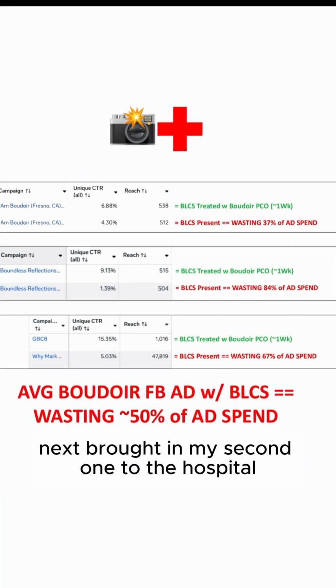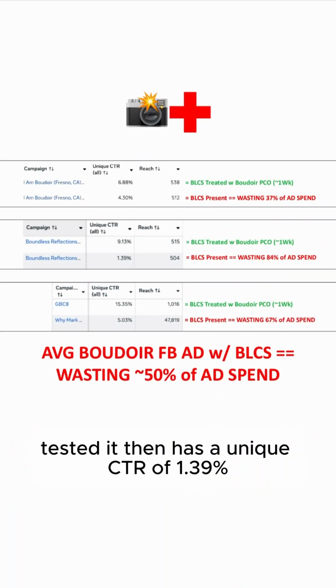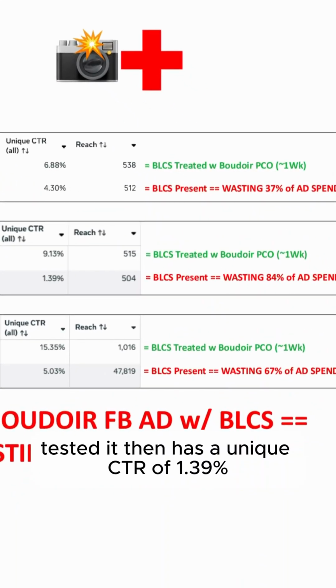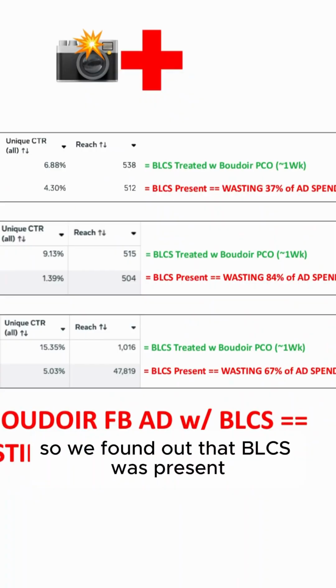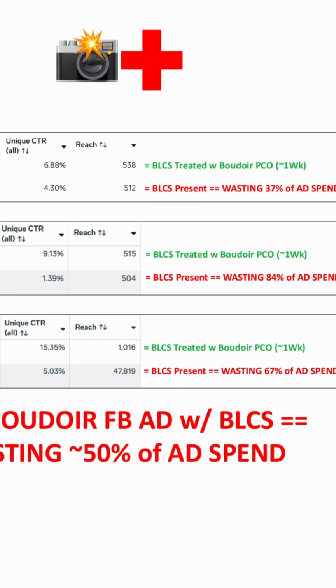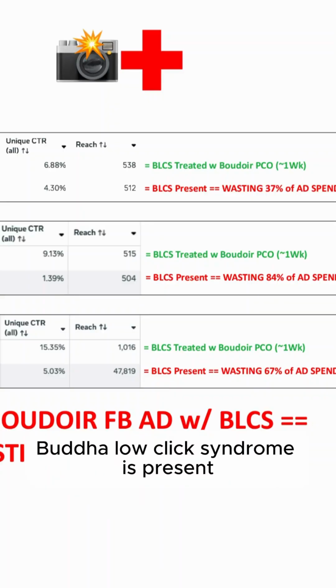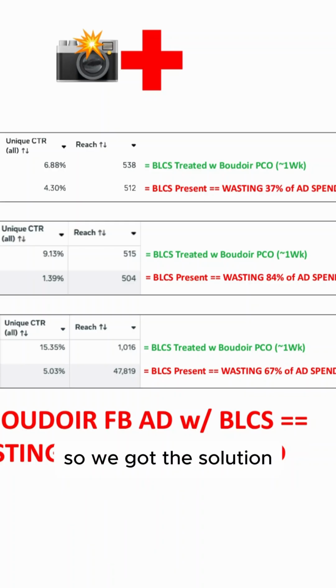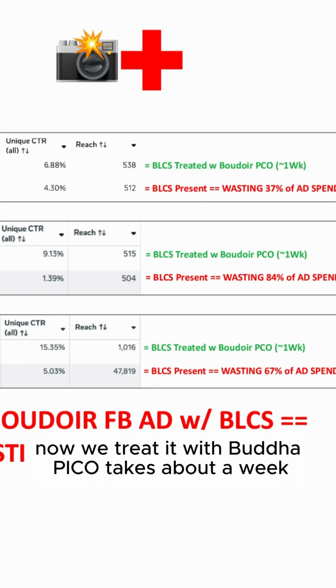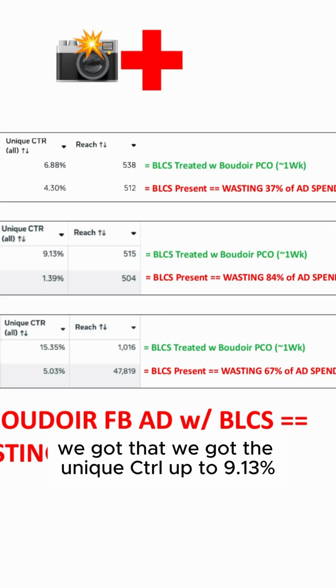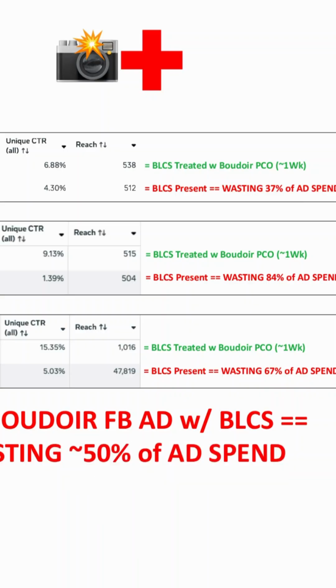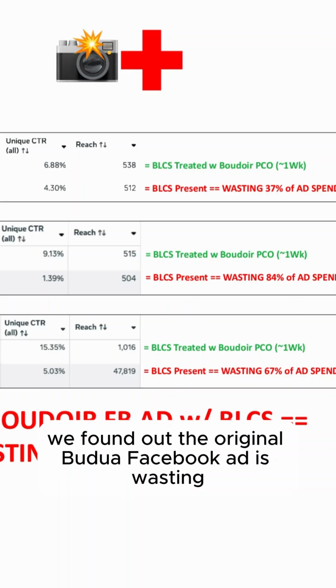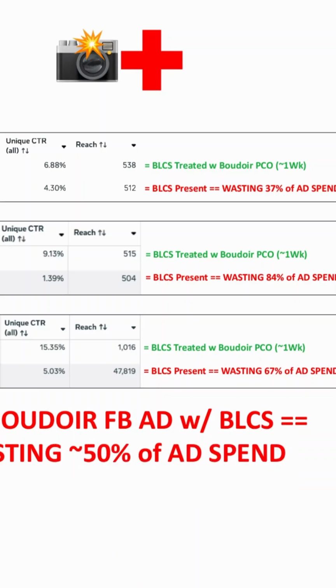Next, brought in my second one to the hospital, tested it. Found it has a unique CTR of 1.39%. So we found out that BLCS was present. Unique CTR under 6%, Boudoir low click syndrome is present. So we got the solution now. We treated with Boudoir Pico. It takes about a week. We got the unique CTR up to 9.13%. And we found out the original Boudoir Facebook ad is wasting 84% of its ad spend.